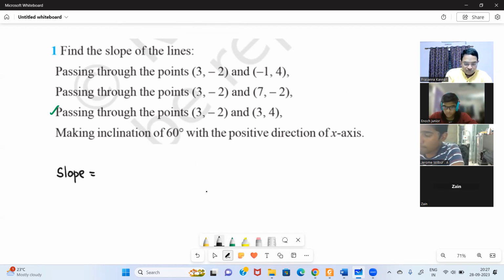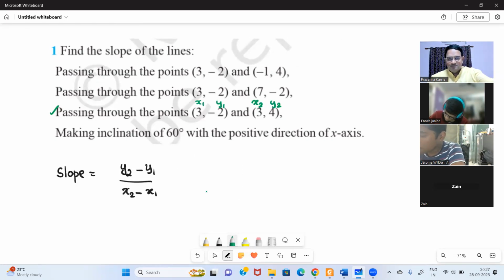What is slope equal to? Slope, tell me the formula, Zain. y2 minus y1 by x2 minus x1. Very good. Okay? Now in this case, this is x1, this is y1, x2, y2.